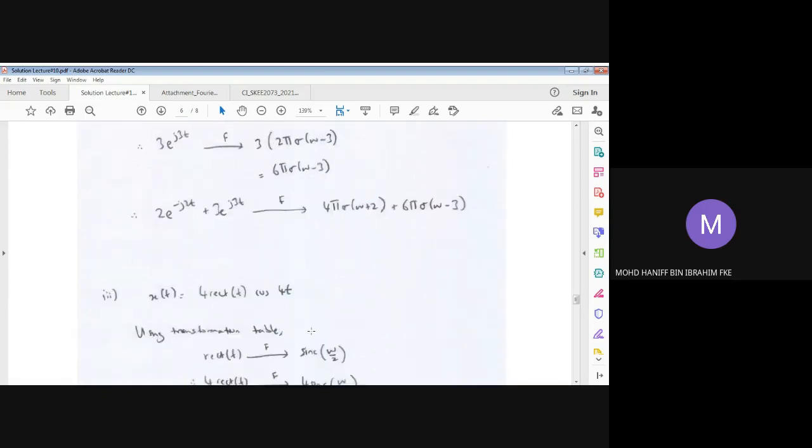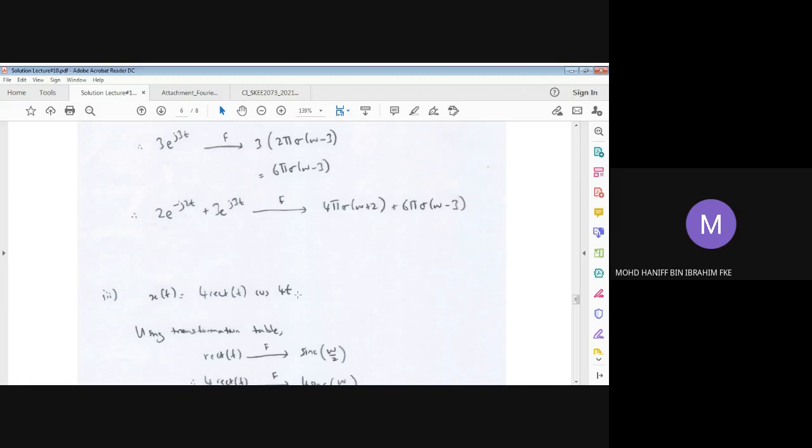Let's have a look at the third example, which is 4 rect(t) of cosine of 4t. In this case, our interest is the signal 4 rect(t) multiplied with a cosine function. So now we can apply the property of modulation. But first things first, you need to obtain the Fourier transform for the 4 rect(t).